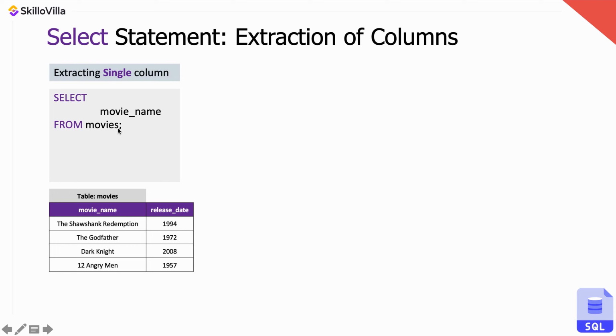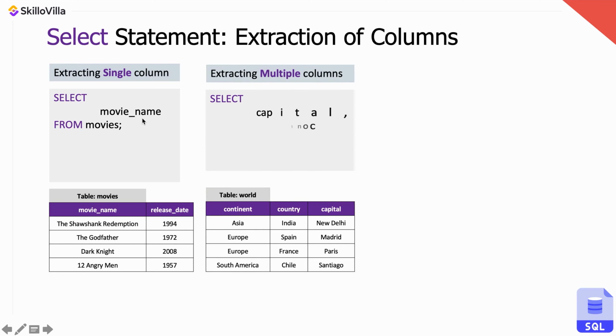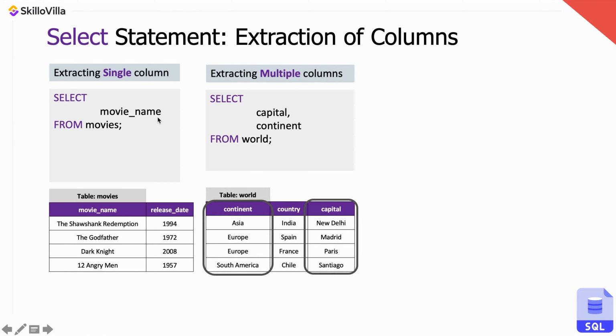In the first statement, I am pulling one column of the movie table. However, SQL is not restricted to pulling just one column. I can pull multiple columns from the same table. All I need to do is separate them with commas. Columns need not be in sequential order. I can pull any column in any order. Here I am pulling the capital column first, then continents, and while doing that, I also skipped the middle column.